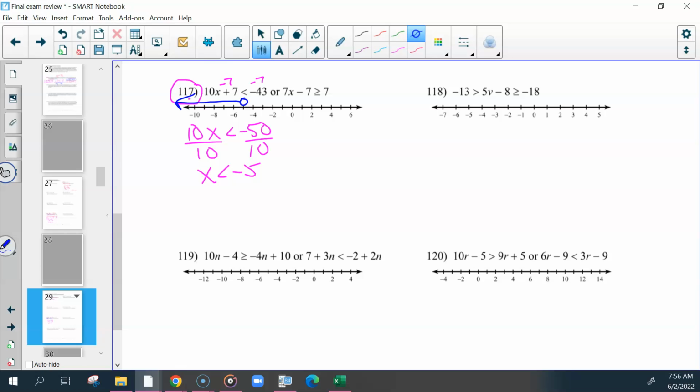And then we're going to solve the other side. So add 7 to both sides. We have 7x is greater than or equal to 14. And divide both sides by 7. x is greater than or equal to 2. That would be a closed circle at 2. And we have a gap in between those two inequalities.